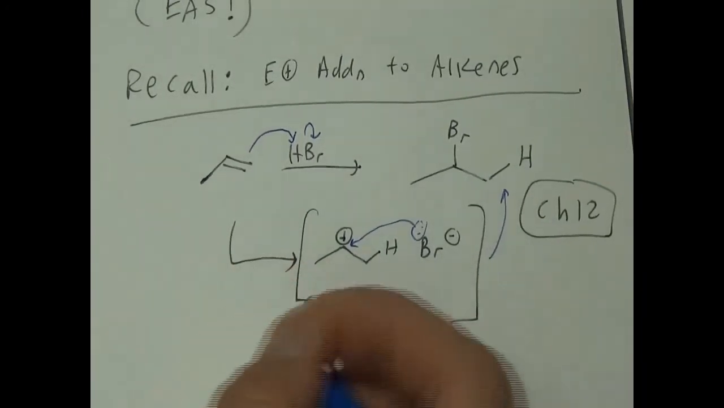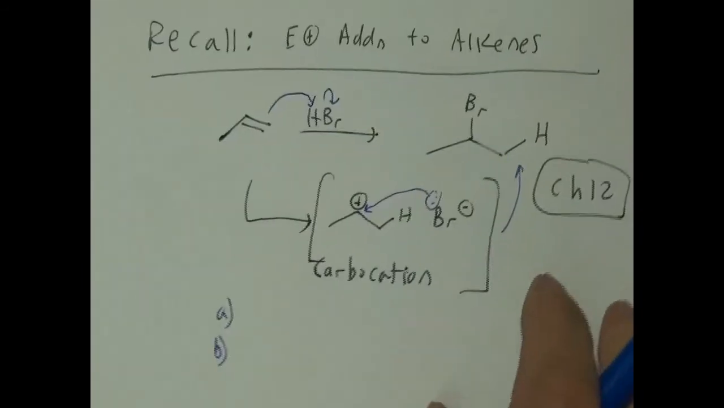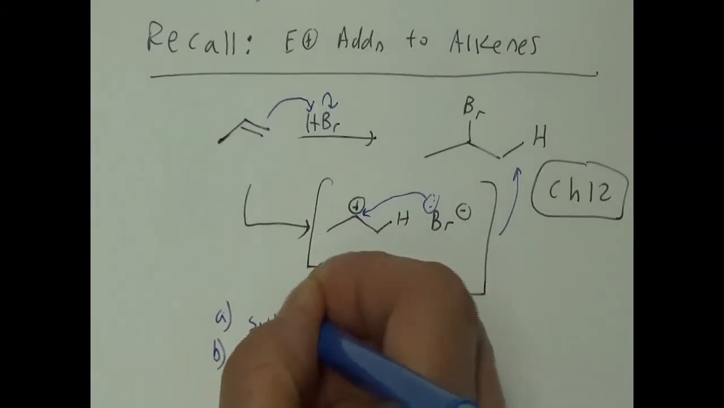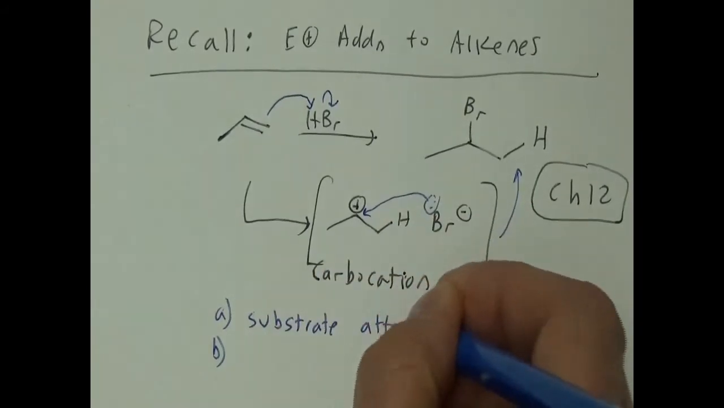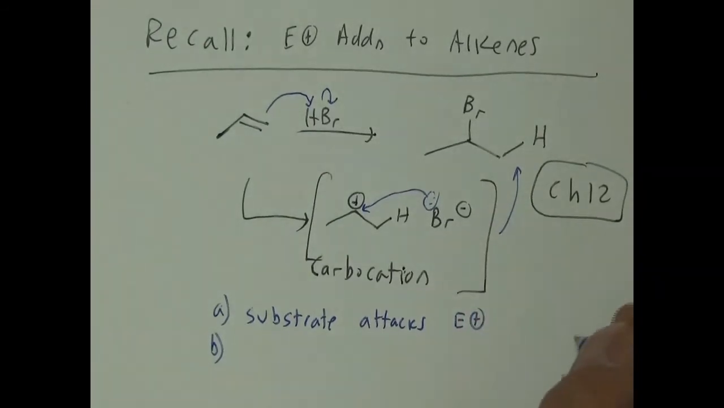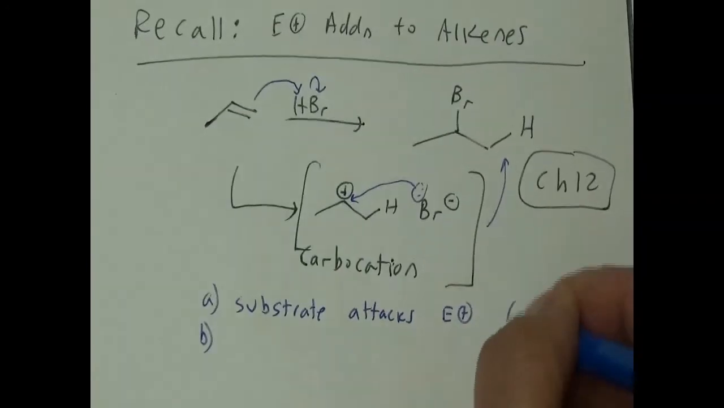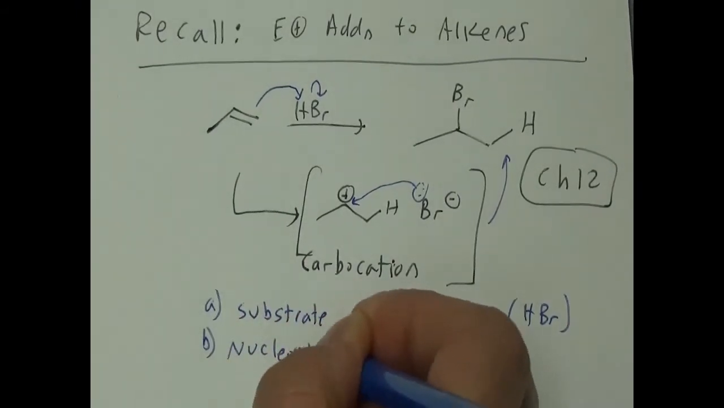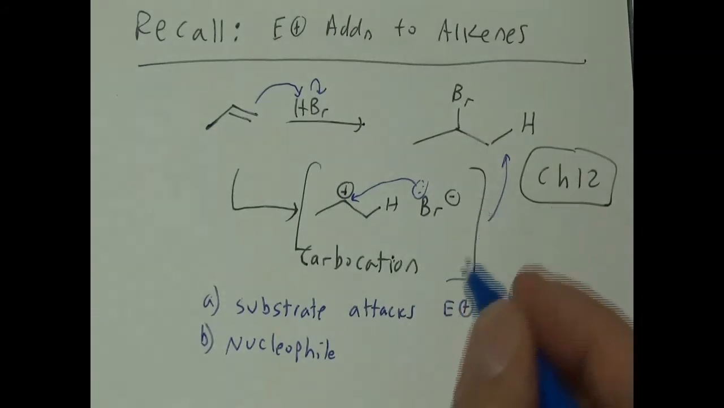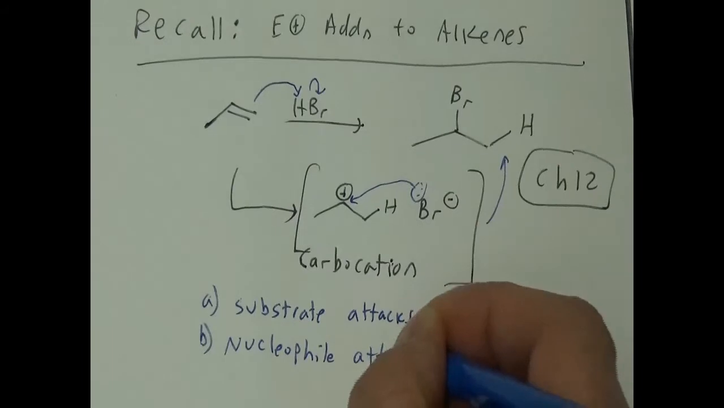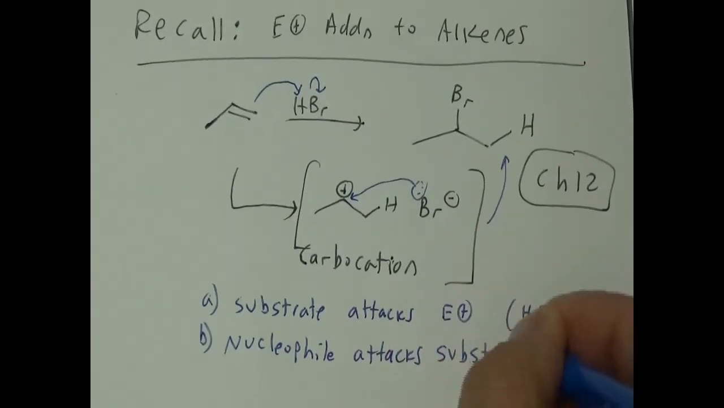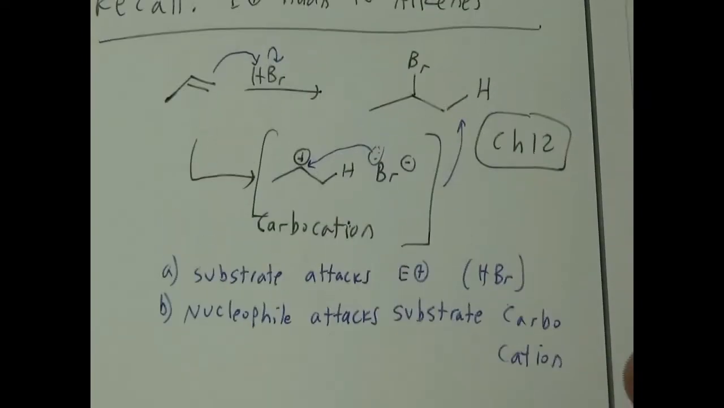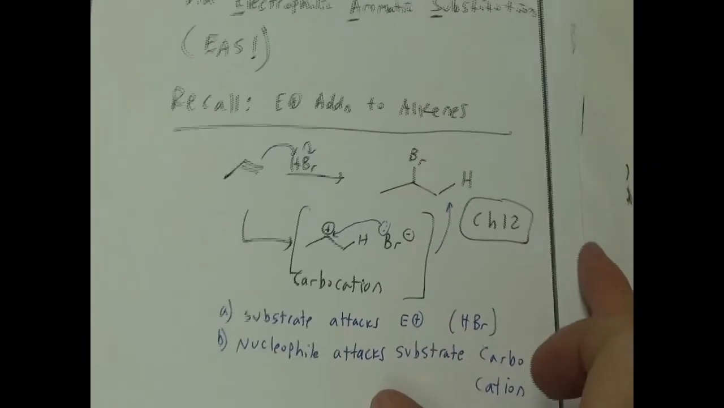What if we were describing these two steps in words? We'd say one's A and one's B. So A is, we'll say the substrate, which means the alkene in this case. The substrate attacks an electrophile. What's the electrophile? It's the HBr, right? And the second step is the nucleophile, which is the Br minus, the nucleophile attacks the substrate, the carbocation in this case. Okay, cool. So we got that. All right, that's old chapter 12 alkene stuff, right?